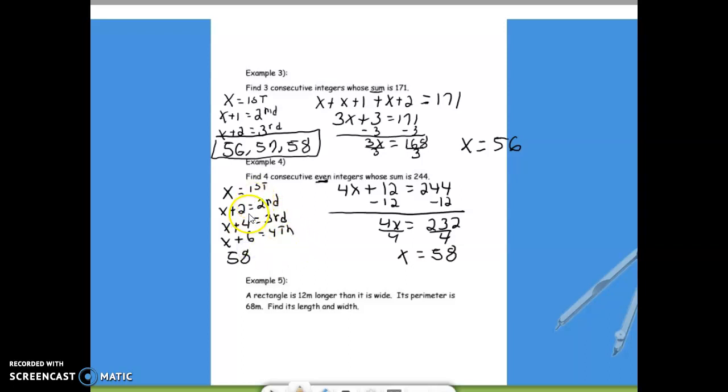The next even one after that, we're going to add 2 to it, right? So that's going to be 60. The next even one after 60 would be 62. And then after that would be 64. And again, if you want to do a quick little 8, 9, 10, 11, 12, 13, 14, if you added all of these up, which I kind of just did in my head, or you could do in your calculator, it equals 244. Okay.